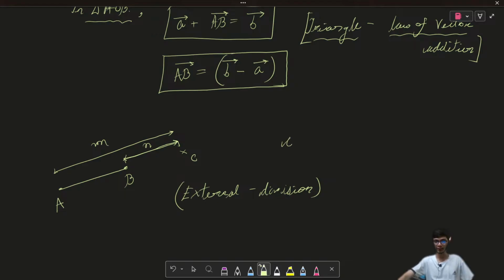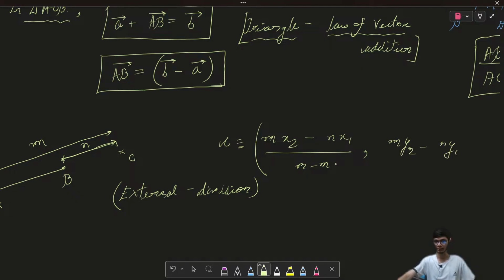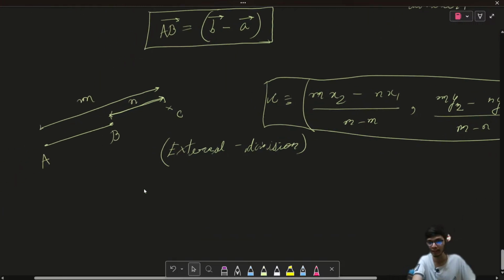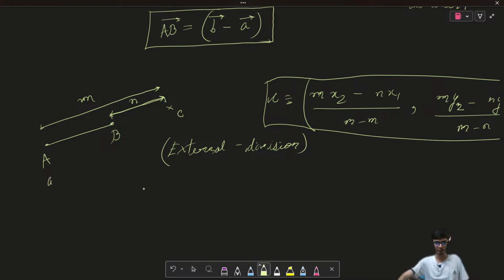So if you recall, the point C can be given as (m times x2 minus n times x1) upon m minus n, comma. So the coordinate of point C is given something like this: (m times y2 minus n times y1) upon m minus n. So this is the result for getting the coordinate of the point C, which is an external division of the line segment AB in the ratio m is to n. Right. I hope so. From here, similar results for the position vector can be obtained. Let us say these are the position vectors A and B, and the position vector of point C is C.